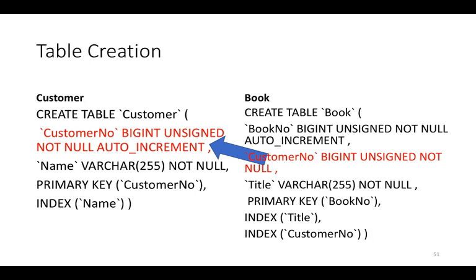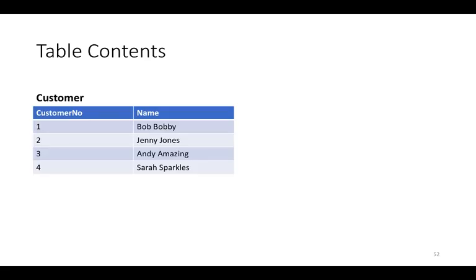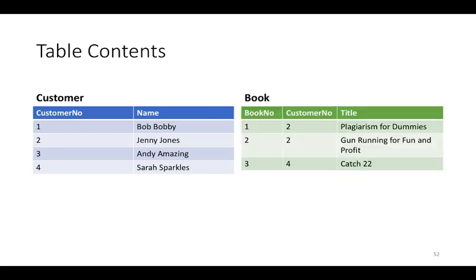Lovely. So we go ahead and we populate it with some data. We have 4 customers in our system, Bob, Jenny, Andy, and Sarah. And we have 3 books. You can see that each of the 3 books has a unique book identifier, and each also has a customer number showing who owns them. Remember, every book must have a customer, but every customer doesn't have to have a book.